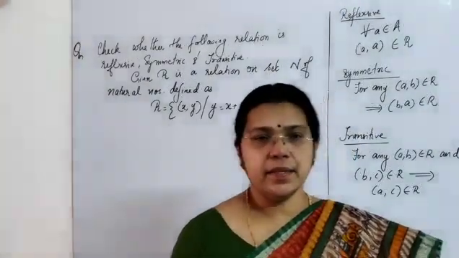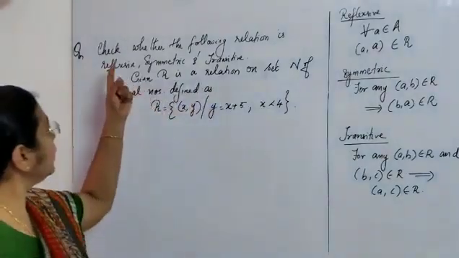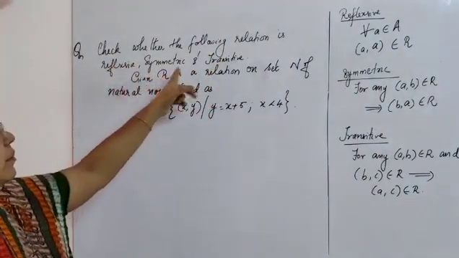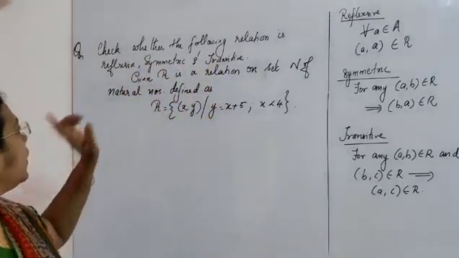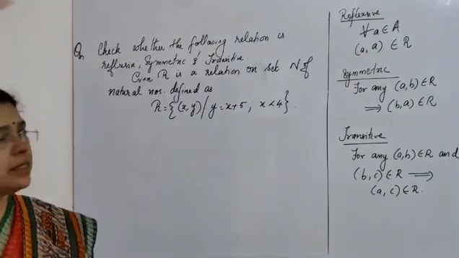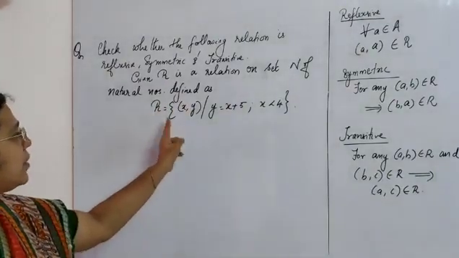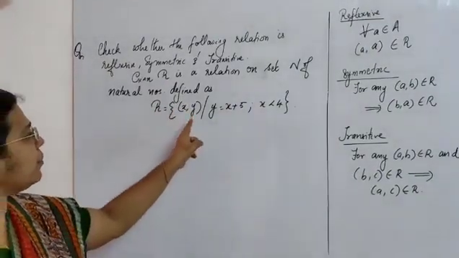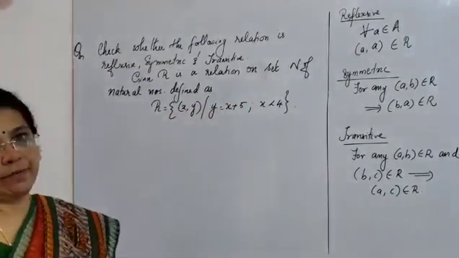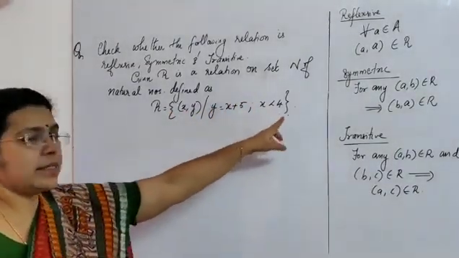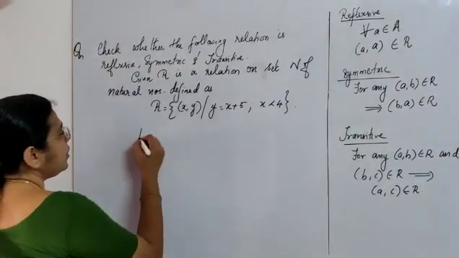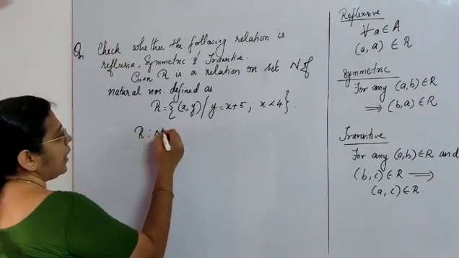Now let's see another example. See the question. Check whether the following relation is reflexive, symmetric and transitive. Given that R is a relation on set N of natural numbers, defined as R is equal to the set of ordered pairs (x, y) such that y is equal to x plus 5, where it is given that x is less than 4.